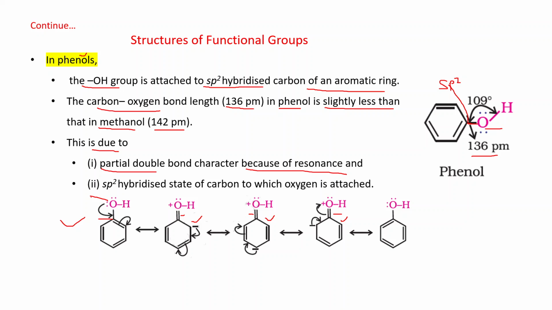Actually, when bond order increases, bond length decreases, okay. Another reason is the sp2 hybridized state of the carbon to which oxygen is attached. As we already discussed, this carbon is sp2. sp2 means more s character compared to sp3. More s character means more electronegative. More electronegative means the shared pair of electrons is closer to this carbon, and this bond is shorter. Shorter bond means smaller bond length, okay.